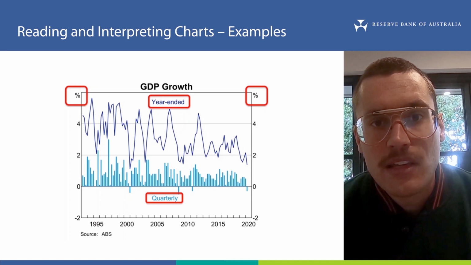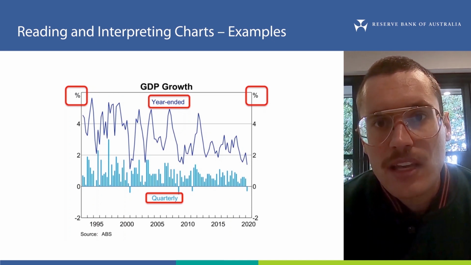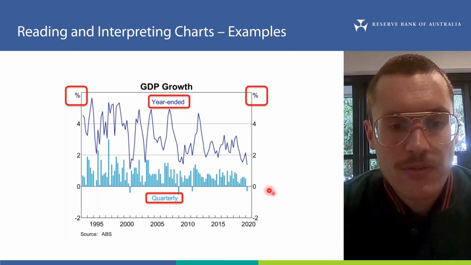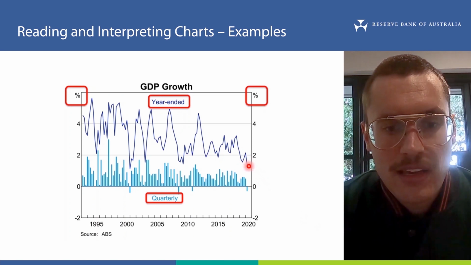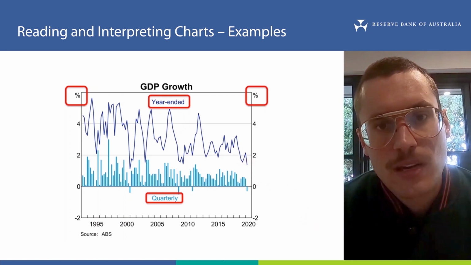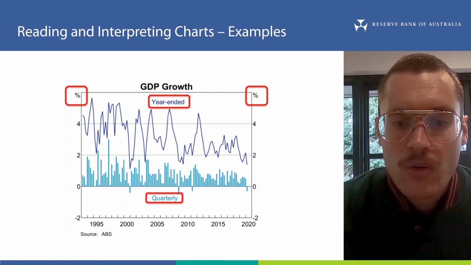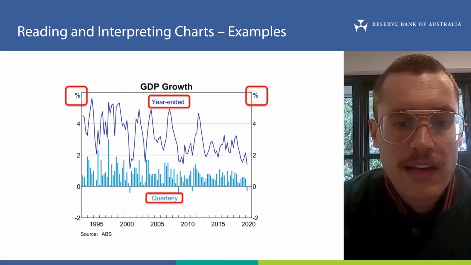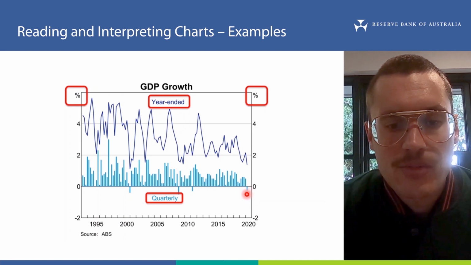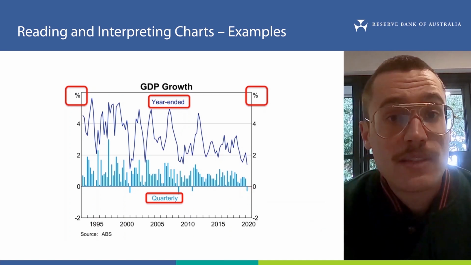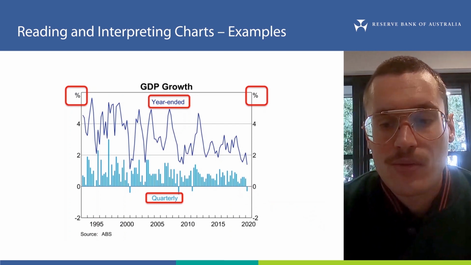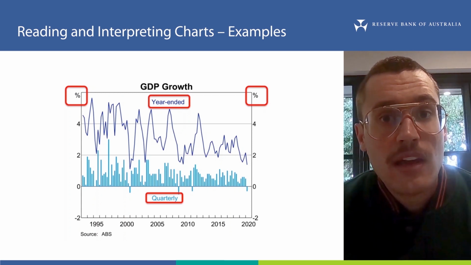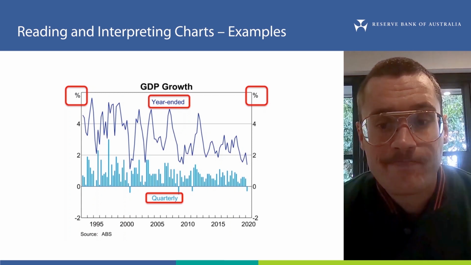Year-ended, which is the line, is looking at growth in GDP from one quarter compared to the same quarter 1 year ago. For example, if we're looking at the latest observation for March 2020, this is showing us growth in GDP from March 2019 to March 2020. Quarterly growth, which is the bars, is looking at growth in GDP from one quarter to the next. Again, if we're looking at the most recent observation for March 2020, that's showing us growth in GDP from December 2019 to March 2020. Because quarterly growth covers a smaller period of time than year-ended growth, it makes sense that it's also smaller in magnitude.